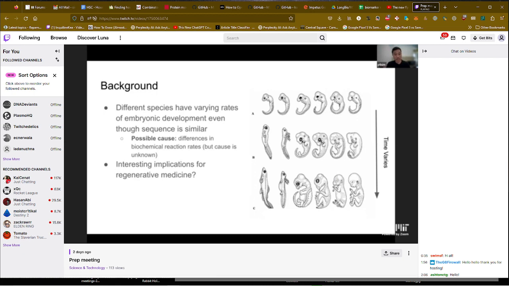A mouse sometimes takes around 20 days, whereas a human takes around 9 months. So why does this happen? That's basically the question that this paper sought to answer. And one possible cause is the difference in underlying biochemical reaction rates. So let's say all of the different things that need to happen just happen more slowly on their own timelines, and the aggregate of those things causes the overall development time to be slower. But this paper basically shows another reason why this is happening, and this is really interesting for regenerative medicine. If we can go to the next slide.